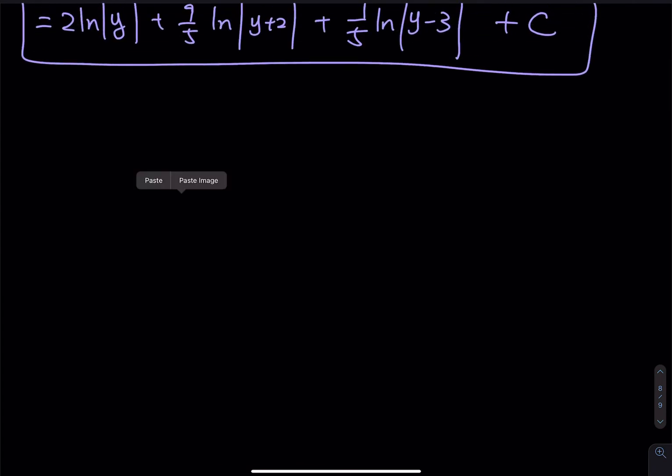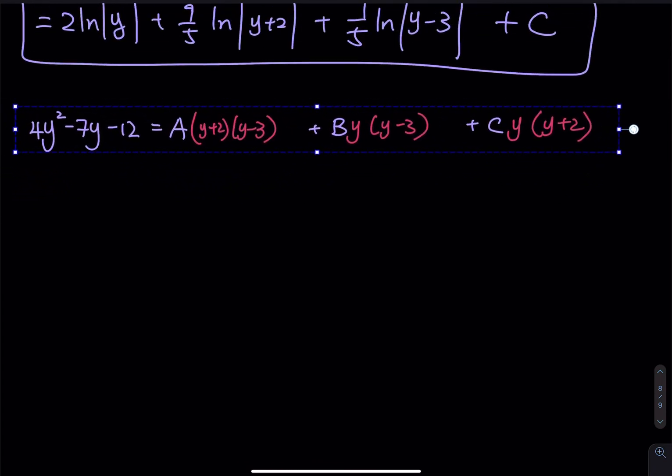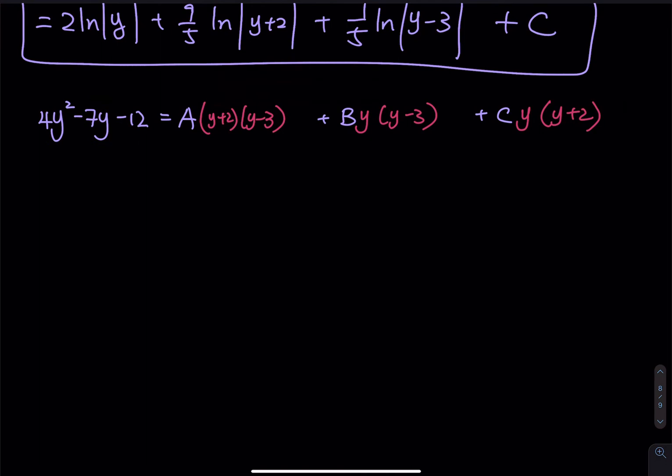I'm going to paste this line over here. I'm going to paste this line. So what I am about to do next is a very convenient method to get the A, B, and C. Let me show you how easy it is.